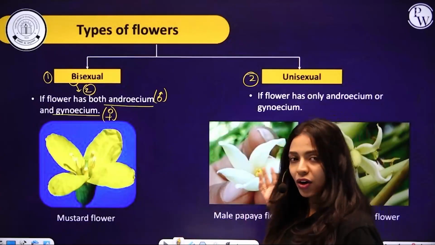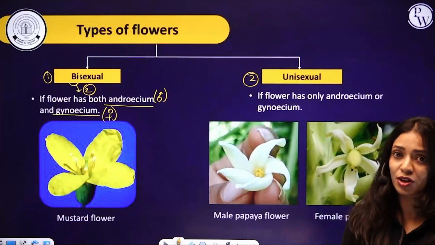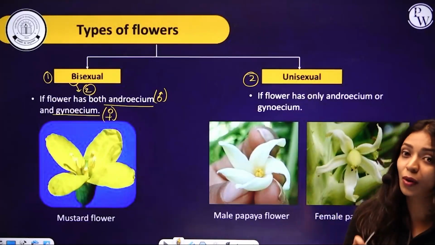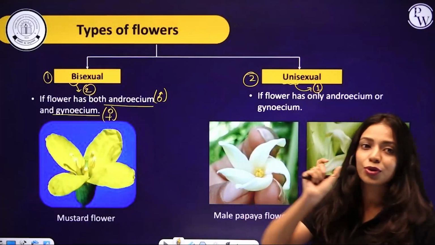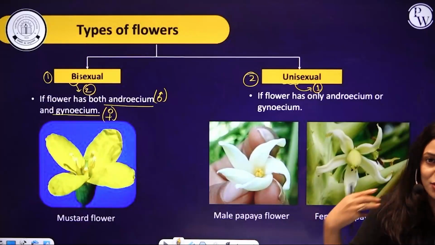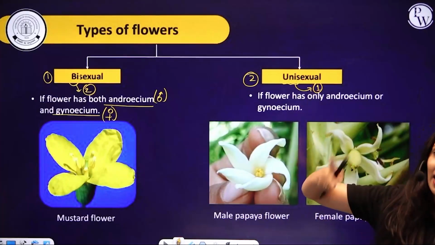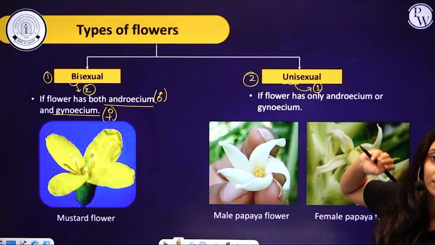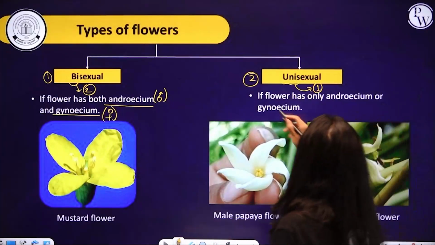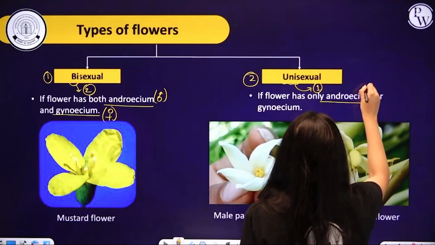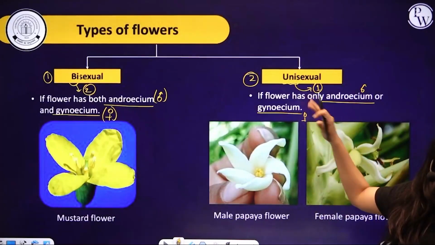All right. In contrast, we have flowers that either carry only the male reproductive part androecium or just the gynoecium. Such flowers are said to be unisexual. Remember, uni means one. Okay, so the term uni anywhere in biology or generally refers to one, bi means two. Bisexual has both male and female reproductive organs. Unisexual flowers will have either of them, either androecium or gynoecium. Okay, so if a flower has only androecium or only gynoecium, then it is referred to as a unisexual flower.